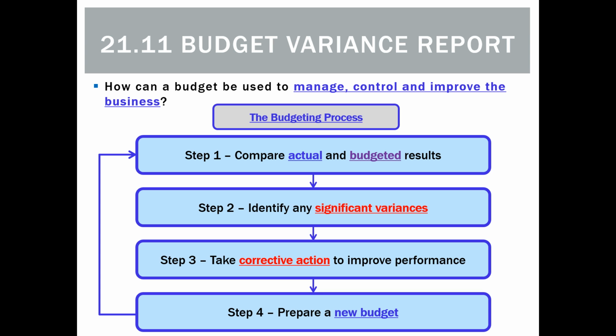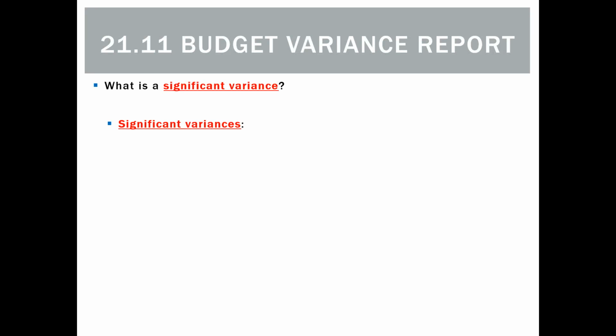So once the next period has come and gone, we compare actual and budgeted results. We identify any significant variances. We take corrective action and we prepare a new budget. So what is a significant variance? Which ones do we need to look at and investigate?